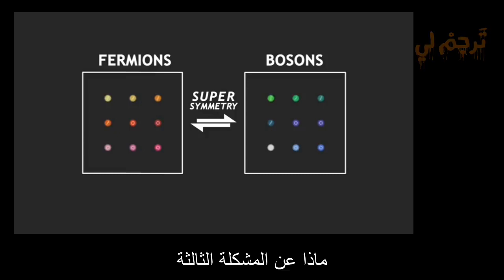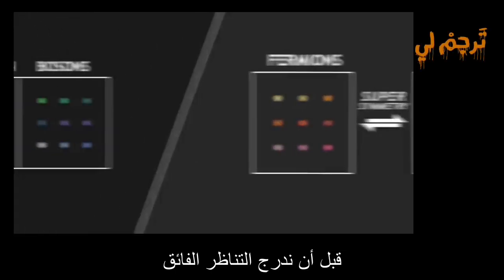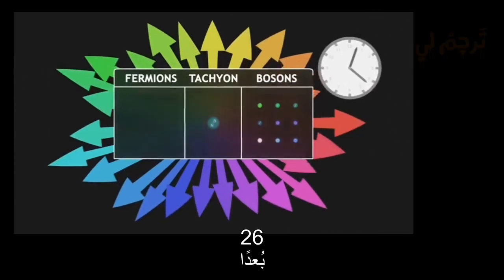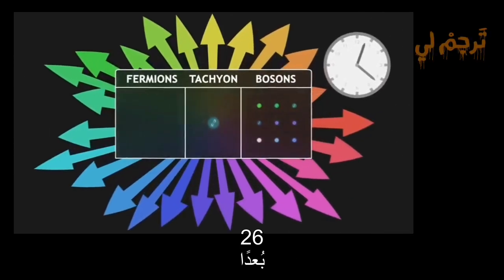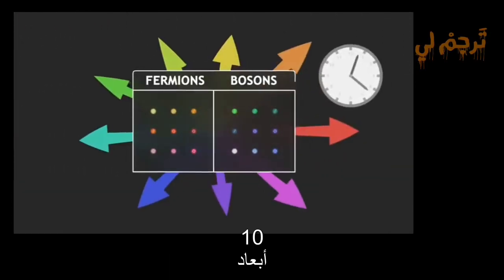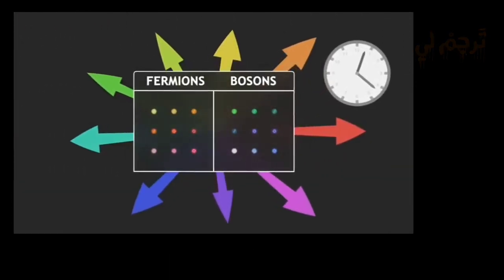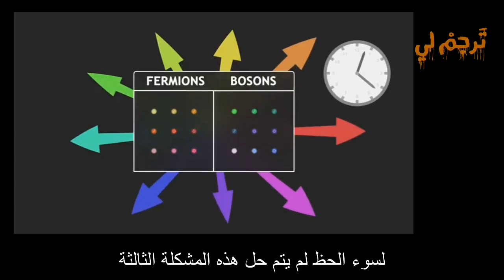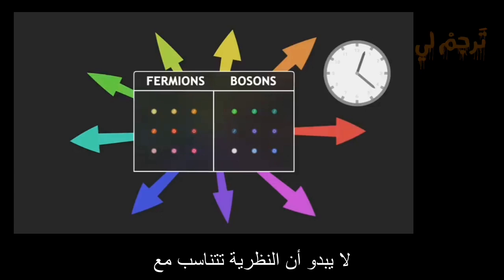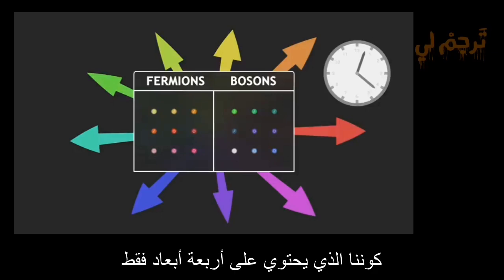What about the third problem? Before we included supersymmetry, the mathematics required a 26-dimensional universe. Now, superstring theory requires a universe with 10 dimensions. Unfortunately, this third problem is not resolved. The theory does not seem to fit our universe, which only has 4 dimensions.